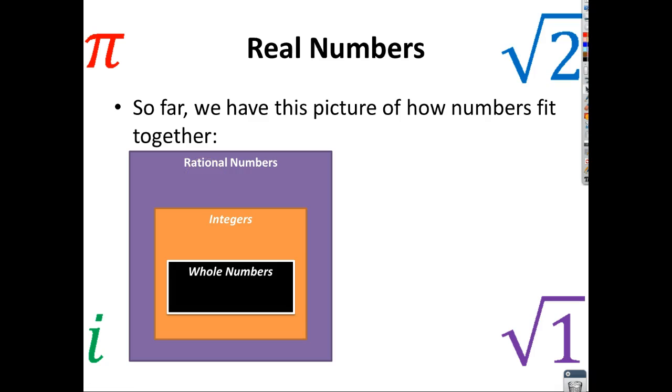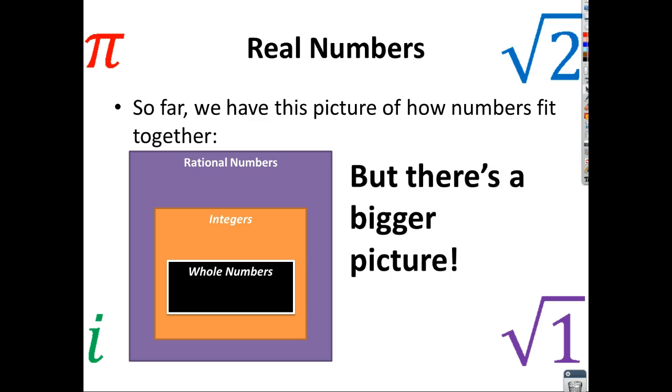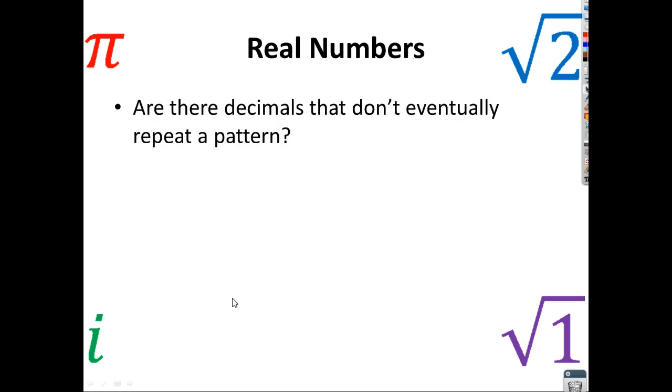Like a regular whole number like 3. I can write 3 as 3 over 1. That's a rational number because I've taken 3 and turned it into a fraction or a ratio of two different integers. Okay, well, there's more. There's a bigger picture, okay? This idea of real numbers includes all of these so far, but there's another part of this, okay? So what I'm asking here: are there decimals that don't eventually repeat a pattern?